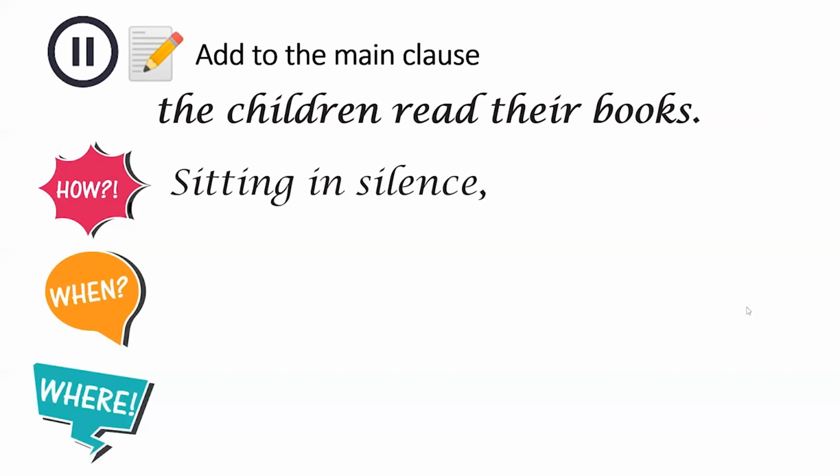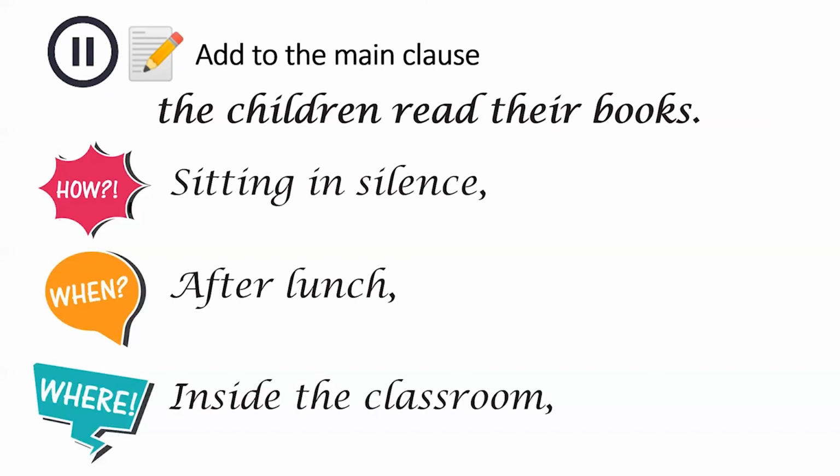So we have the how, are the children doing it? Sitting in silence, comma, the children read their books. When were they doing it? After lunch, the children read their books. Don't forget the comma. Where were they doing it? Inside the classroom, comma, the children read their books. So you see, adding extra information at the beginning and then one comma.